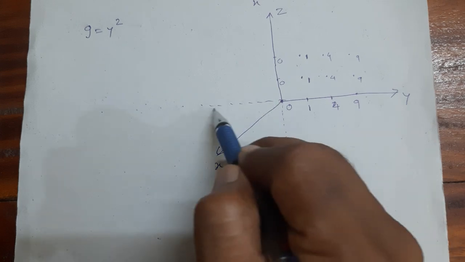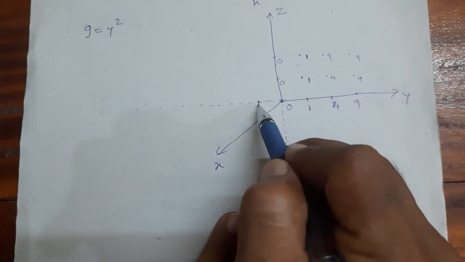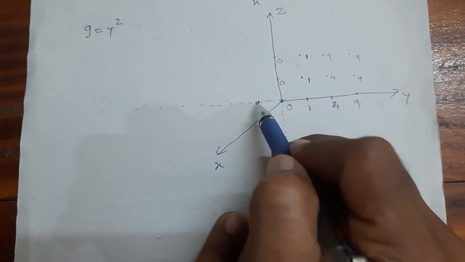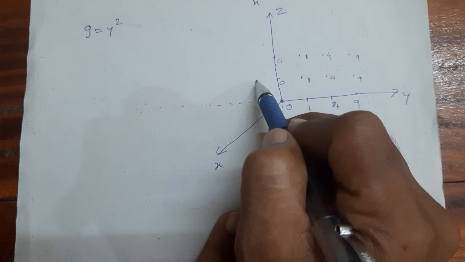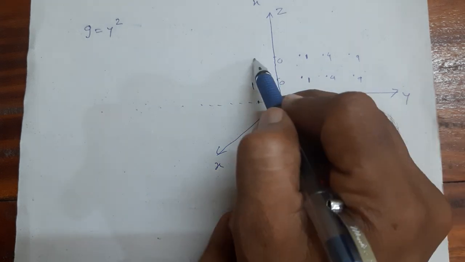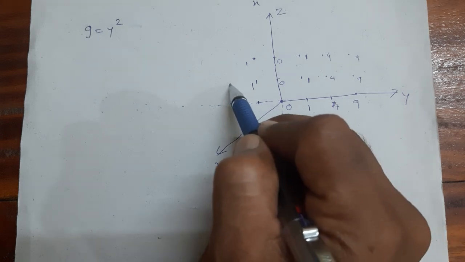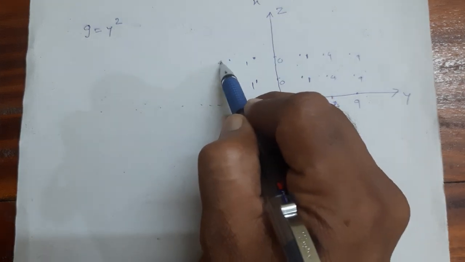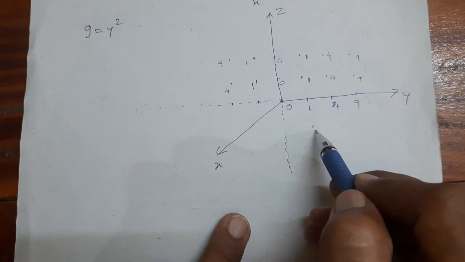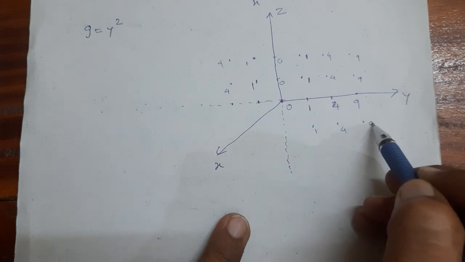If I move towards the negative side, y is equal to minus 1. Then you will observe that the value is equal to 1 here. For this point, the value is 1. For this point, the value is 1. For y equal to minus 2, somewhere here the value is 4. Somewhere here the value is 4. Now here the value is 1. Here the value is 4. Here the value is 9.